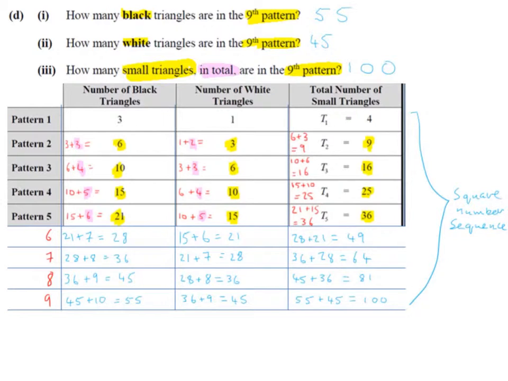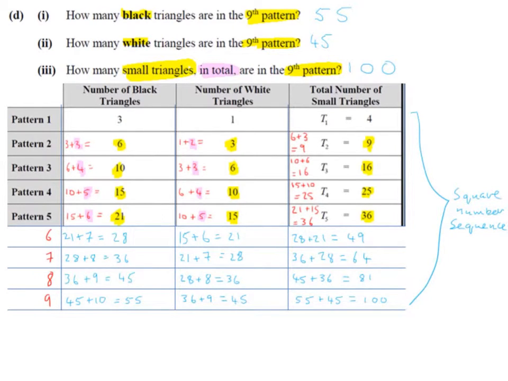Well, we had already filled in up as far as pattern 5. So if we have a look at where those numbers came from, we added on 3, then 4, then 5, then 6 to get each of those numbers. So we're going to then add on 7, 8, 9, and 10. So 21 plus 7 is 28. 28 plus 8 is 36. 36 plus 9 is 45. And 45 plus 10 is 55. So there are 55 black triangles in the ninth pattern.